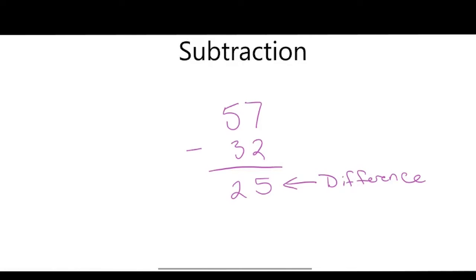Okay? So let's say I want to subtract to find the difference between 57 and 32. Well, I do 57 minus 32. I start with my digits in the ones place. So 7 minus 2 is 5. And now I subtract my digits in the tens place. 5 minus 3 is 2. So the difference, remember this is the difference, between 57 and 32 is 25. All right, 57 minus 32 is 25.